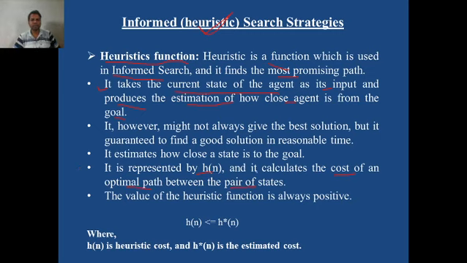What is the cost of the optimal path? From the current state to the goal state there can be a number of paths, so which one is the optimal path? The value of the heuristic function is always positive. These are the properties, or features, of the heuristic function. You have to remember that it is denoted by h of n. The heuristic value, or heuristic cost, is generally less than the estimated cost. Actual heuristic cost is less than the estimated cost.